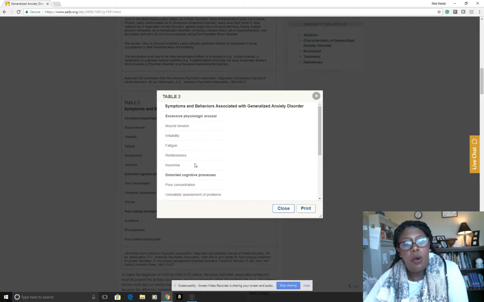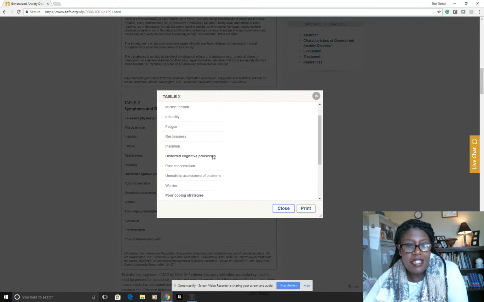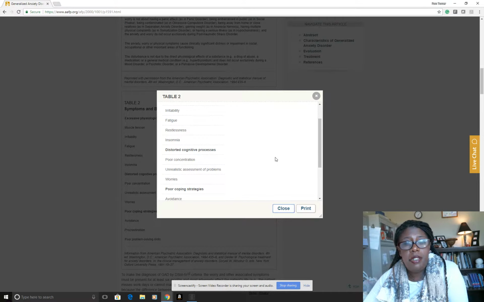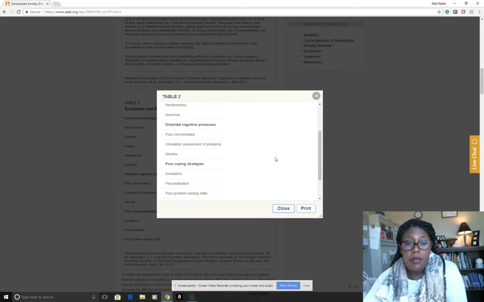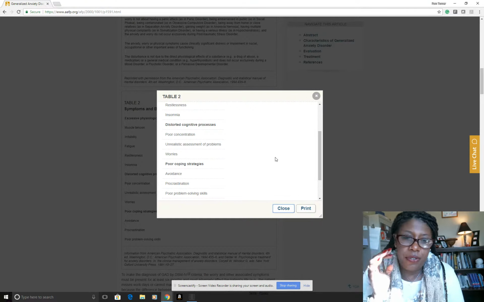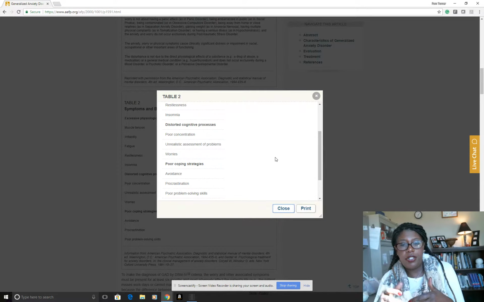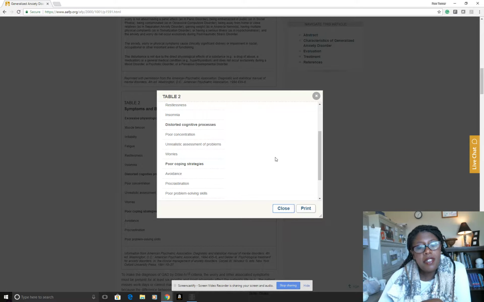So when I'm more anxious, that feeling, then sometimes I'll see you underneath the desk, tapping your feet or wiggling your legs. Some restlessness, insomnia. Sometimes it's insomnia or hypersomnia. You sleep all the time, or you can't sleep at all. Your cognitive processes, and that certainly is your thought process. You have poor concentration, unrealistic assessments of problems, and worries.